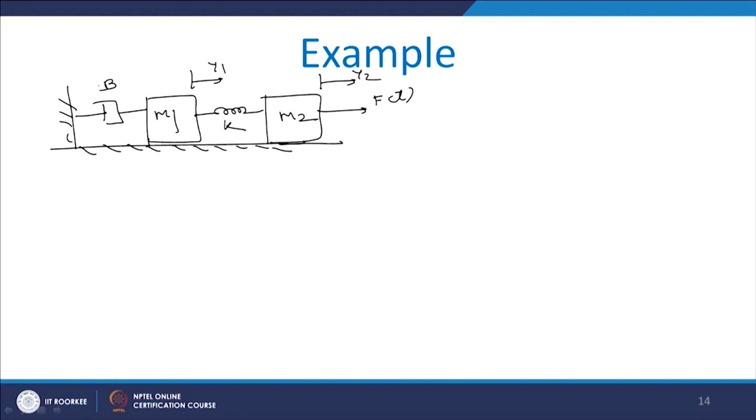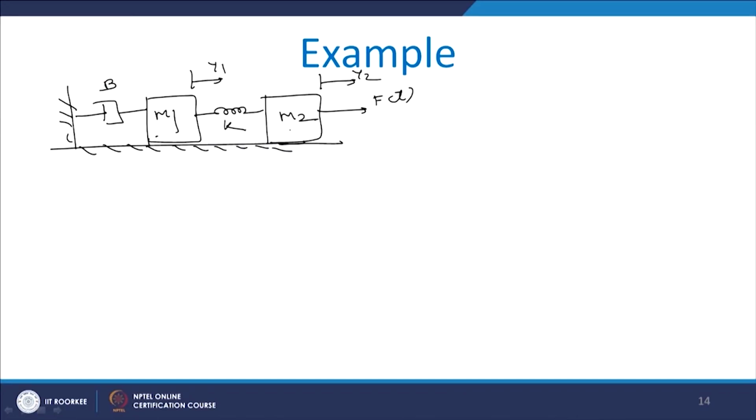Now step 1 says that the total number of nodes equals the total number of displacements along with one reference node in addition. As you see, in this problem there are two displacements, y1 and y2, and therefore we take one reference node in addition. So the total number of nodes in this case is 3. So we will show it.